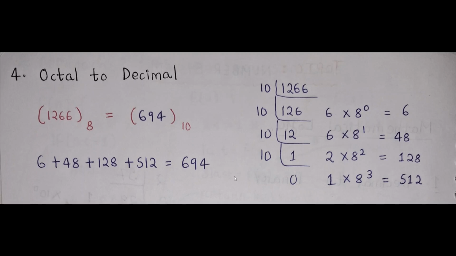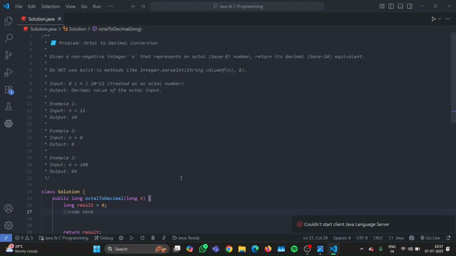And here we have to do the same division by 10 operation because we are converting it into a decimal number, which is a base 10 number system. So that's why we need to repeatedly divide it by 10, extract the remainder, multiply it by the place value, and add it up to return our result. So now let's move into the code editor and code out the problem.